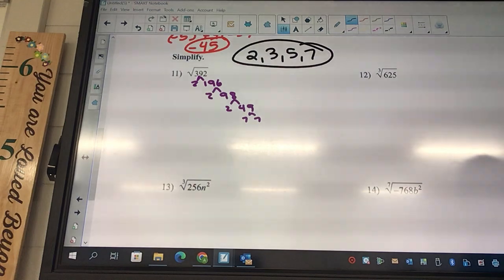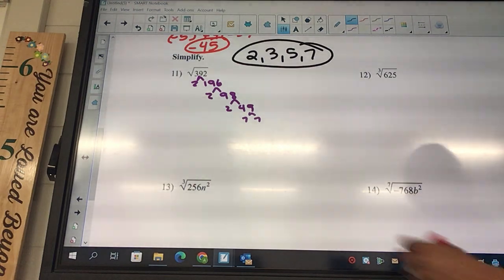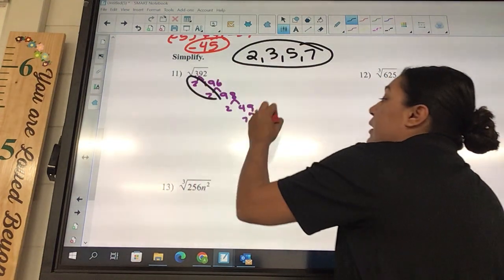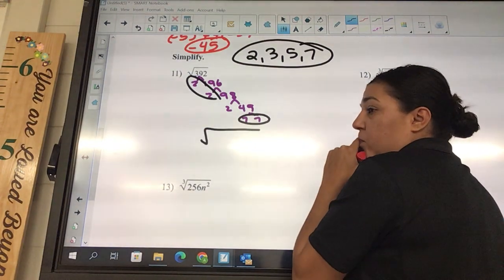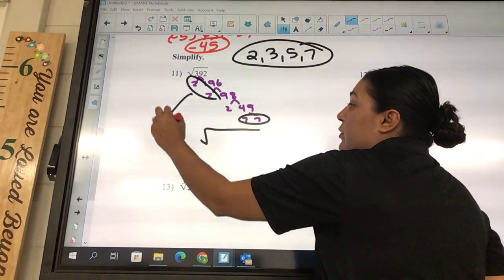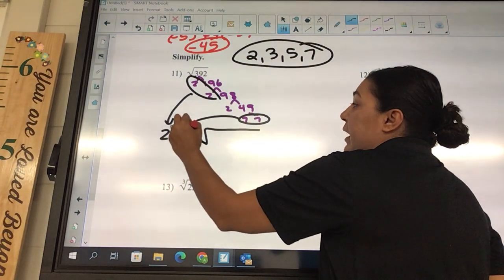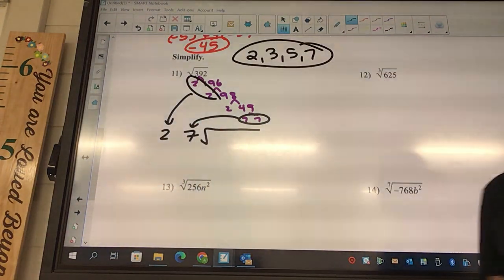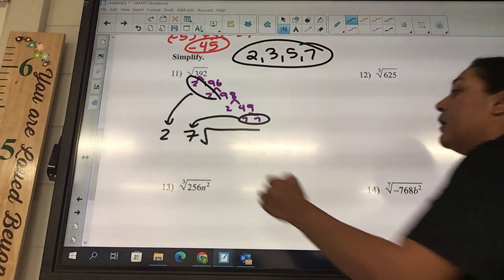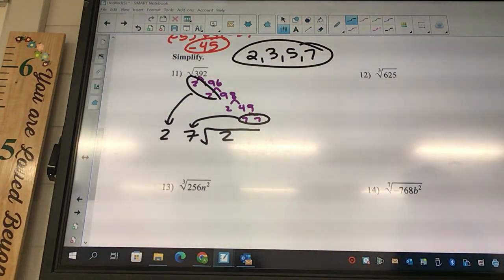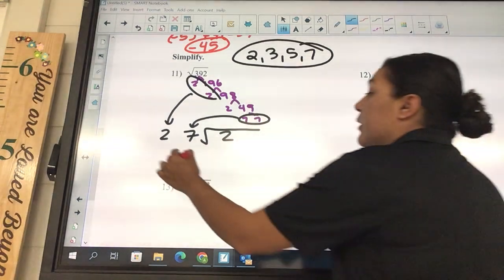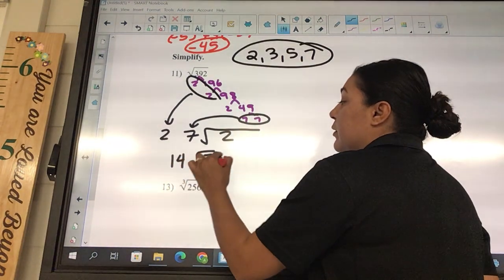2 and 7. The 2s and then the 7s. Okay, so where do those go? Inside or outside? Outside. So we're gonna have a 2 from this guy and a 2 from this guy. Who can't go? The 2. What do we do with these on the outside? Multiply them. So 2 times 7 is gonna be 14 square root of 2.